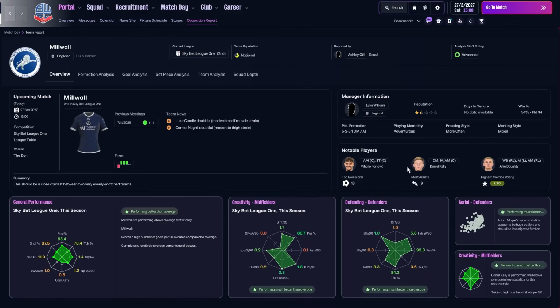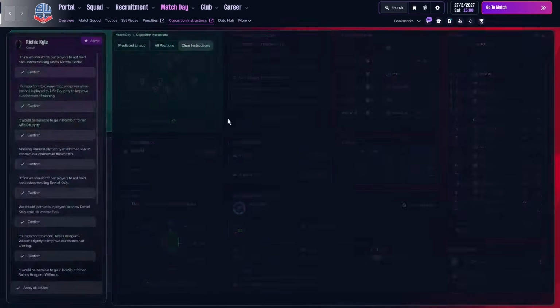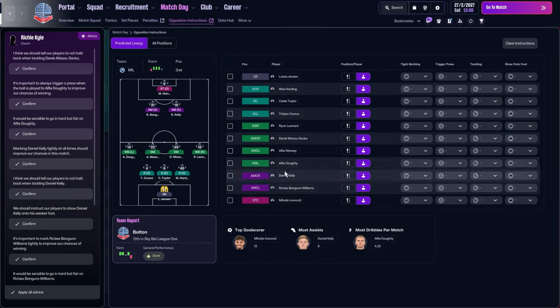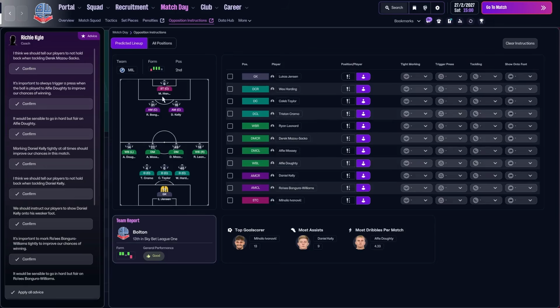But now that we know who our main threats are, we can go to opposition instructions and try to deal with them. So in the opposition instruction screen, that's back at match day, go back to match day and opposition instructions. Here we can see Daniel Kelly. He's playing as an attacking midfielder right behind Ivanovic, the top goal scorer. So this is the main threat, and we're going to have to stop this connection that is happening here. And then of course, Doughty is a player playing on the left-hand side as a left wing back. So we have to figure out who is going to be our right-sided wing back or right-sided winger that can go ahead and deal with Doughty in this position.